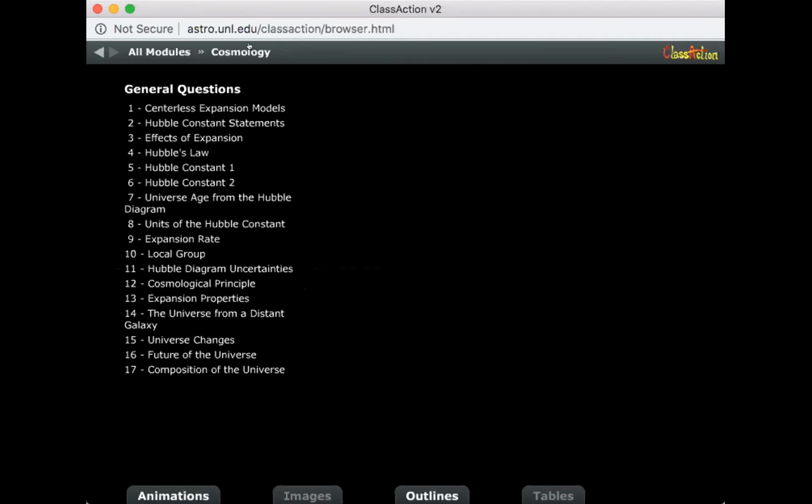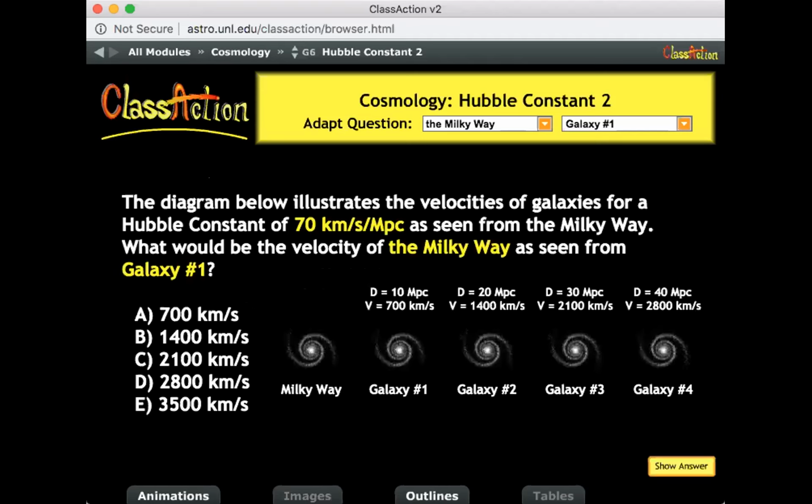Let's do Hubble constant 2, Milky Way, and galaxy 1. Okay. The diagram below illustrates the velocity of galaxies for a Hubble constant of 70 kilometers per second per megaparsec as seen from the Milky Way. So you've got the Milky Way here, and you've got 4 different other galaxies at different distances, and you're observing them at different velocities.